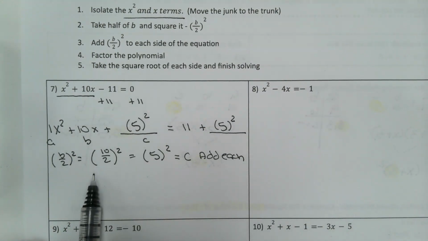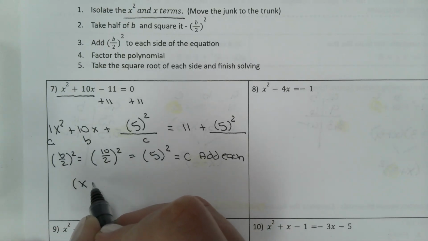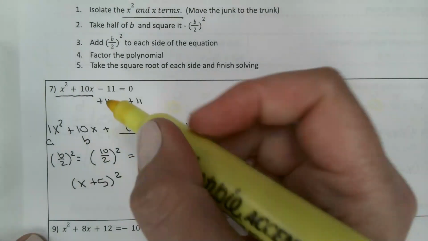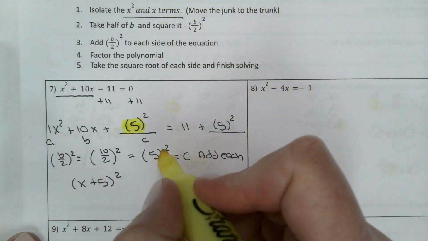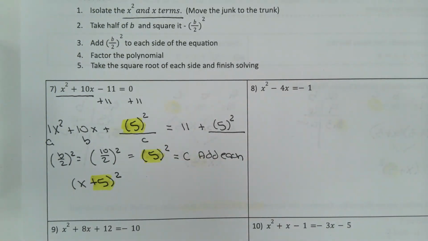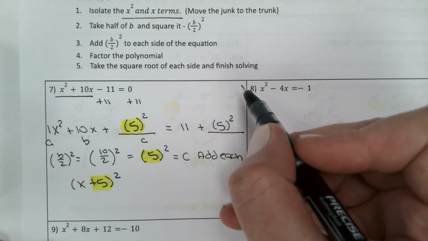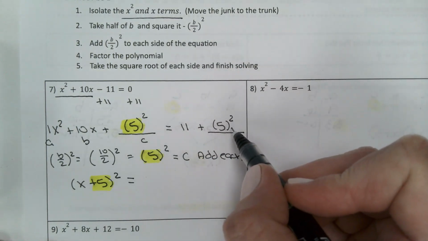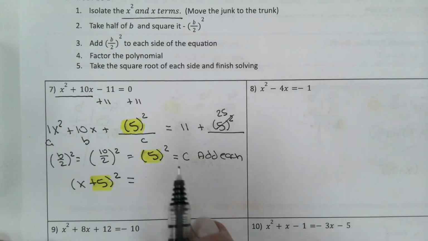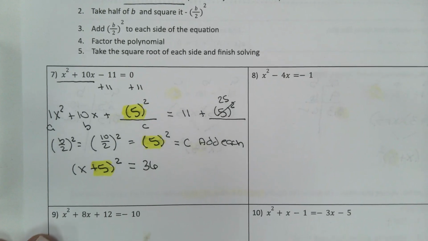Factor the polynomial. On the left side, this factors as x plus 5 quantity squared. Whatever number you get at this step, before you square it, is the number that shows up in your factored form. On the right side, we have to finish squaring it. 5 squared is 25, and 11 plus 25 adds up to 36.